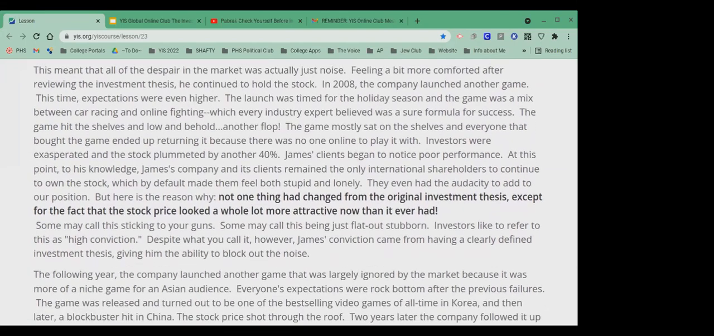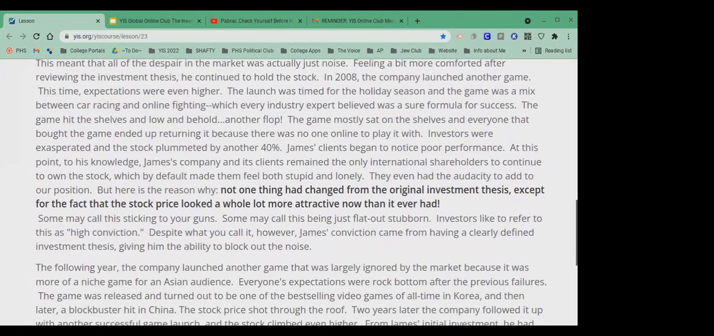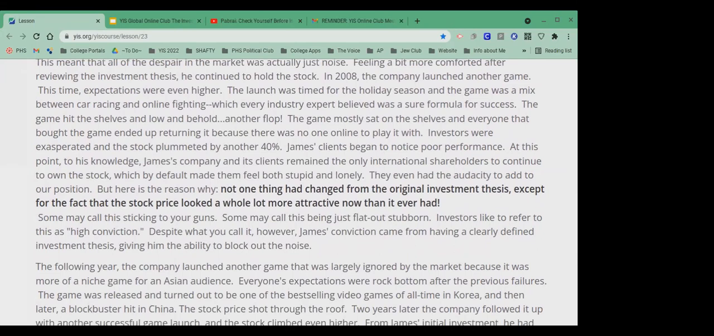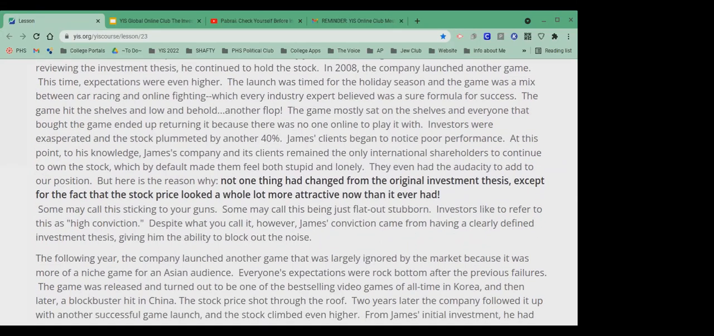So even though the company was volatile in its stock price and going down, and many other investors were pulling out, the investment thesis still held up. So James decided that he could not pull out his investment because this company still had that credibility. So in 2008, another game was launched by the company, and this time it was also a flop, and investors experienced the stock plummeting by 40%, additional to the previous 50%.